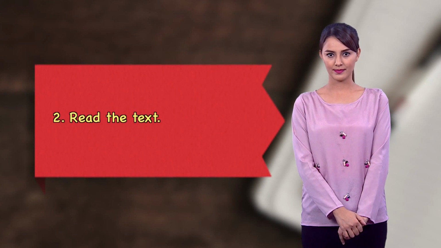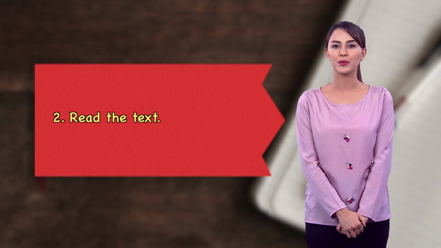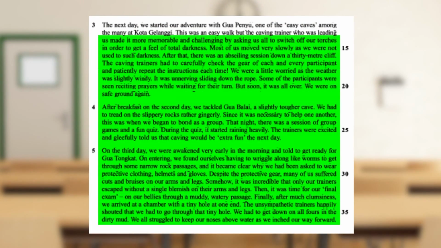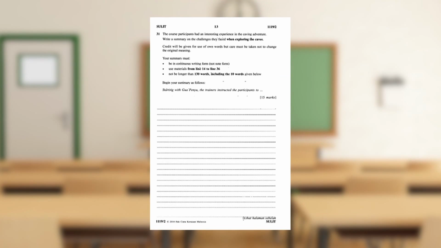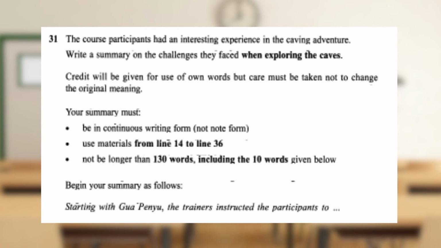2. Read the text. Next is to read the text within the box once. So, read from line 14 to 36 again. This time, you will be looking for information based on the instructions. The instructions for question 31 in 2014 specified that students were required to write a summary based on the challenges the course participants faced when exploring the caves. The keywords and phrases here are challenges and exploring the caves. So, when you read this part, try to pay attention to the challenges.